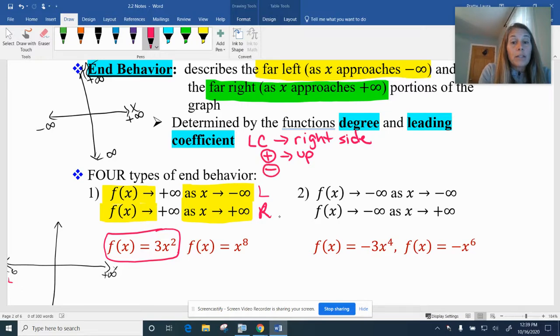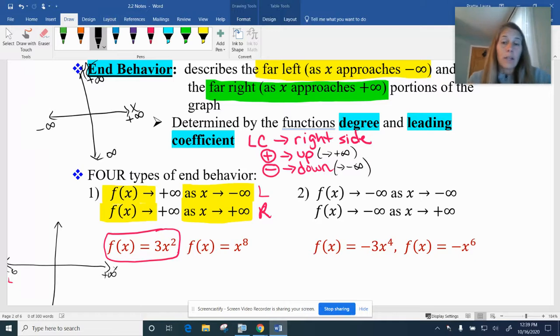If your leading coefficient is negative, the right side of your graph is going to go down. Okay, now remember, if it's going up, you're going to say it's approaching positive infinity. If it's going down, it's approaching negative infinity. That's like the fancy way that we write that.